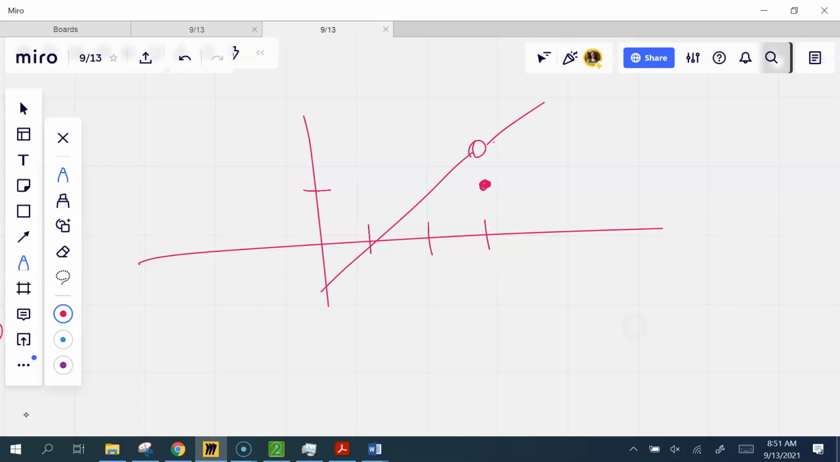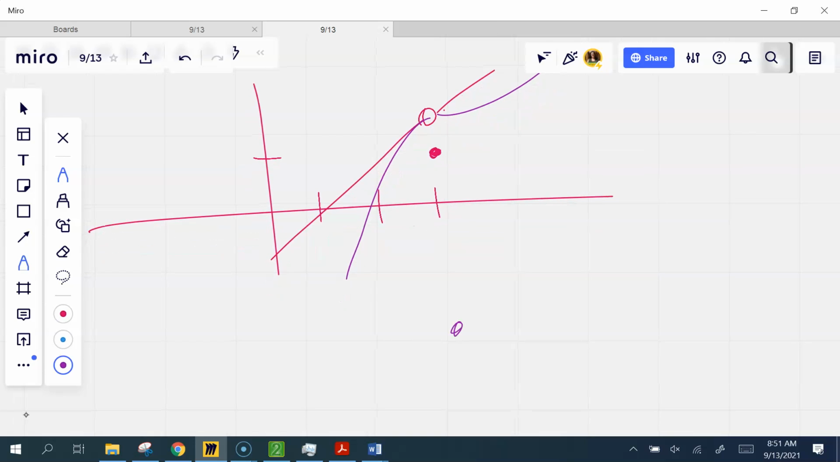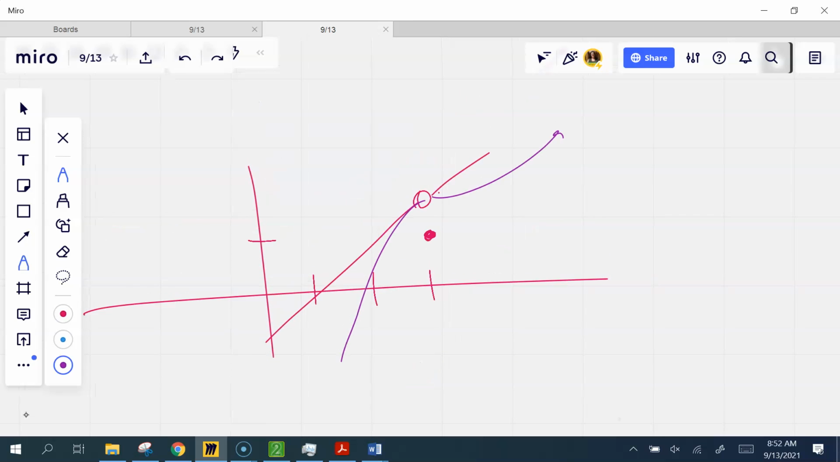So yeah, you can do any kind of graph. You could do a line. It doesn't matter. Or, I mean, it could look like this. It could be a jump discontinuity. Oh, that is right. You're right. That's right.